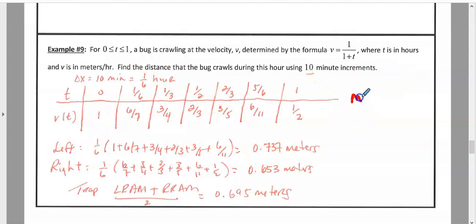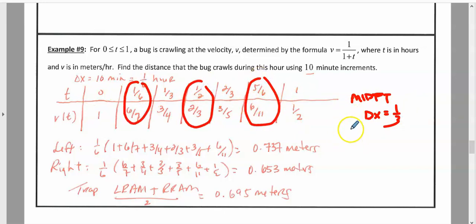So actually, let's look at midpoint for this one, just like we did in example number 8. Our delta x would be, instead of 1/6, 1/3, right? It would be the difference between the first and the third. So delta x would be 1/3. And then I would use the ones in the middle to find my values. So midpoint would be 1/3 times 6/7, plus 2/3, again I would use a calculator for this, and then add 6/11. Just like in the previous example, ladies and gentlemen, it's every other one. It's always going to work out beautifully like this for us. So that's what we do.